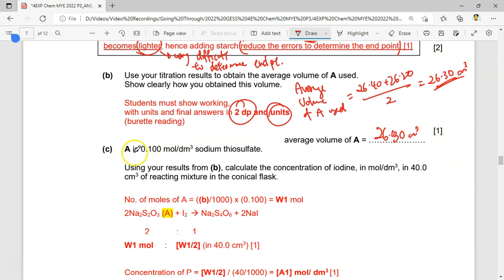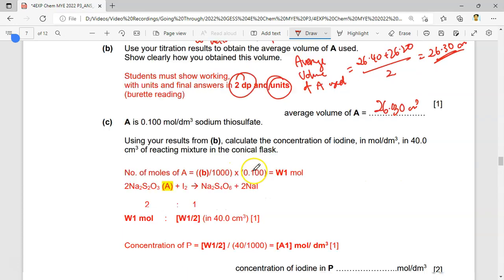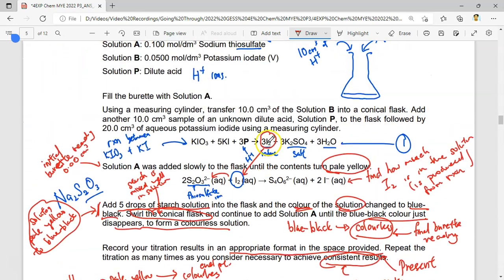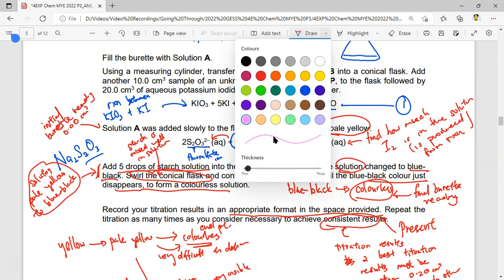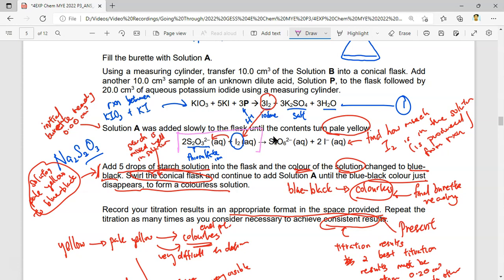Now A, they already tell you, is sodium thiosulfate. Using the results from B, calculate the concentration of iodine in 40 cm cube of the reacting mixture. So I need to refer back to this equation over here. I use pink, and I will write in many places here. So this is the thing that's happening in my titration.